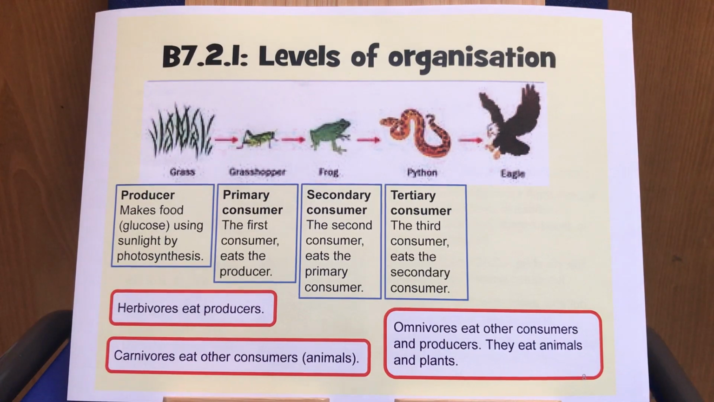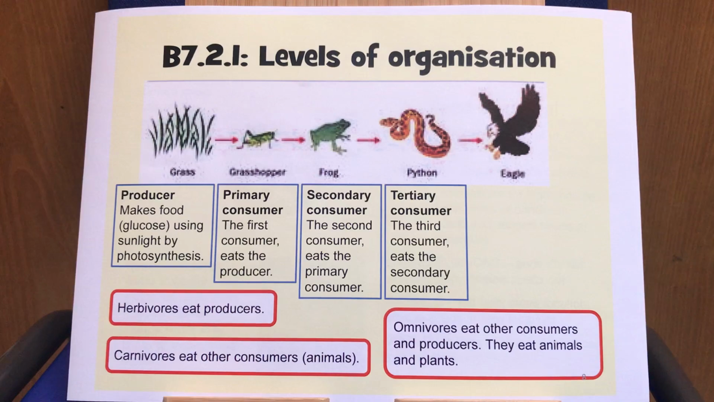We've got the grass as the producer. It's called a producer because it makes its own food. It's producing its own food by the process of photosynthesis. The primary consumer, I've said it already, it's the first consumer to eat. The secondary consumer, in this example, it's the frog. It's the second consumer to eat.